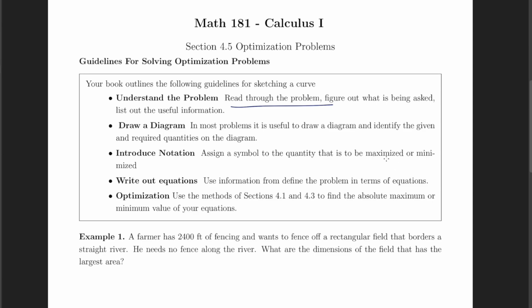Usually for optimization problems, you're going to try to maximize or minimize something. So we're looking here for absolute minimums or maximums for your equations, and we're going to be using what we've learned earlier in this chapter. You're going to introduce some notation, write out some equations based off of either the problem or what we know from outside that, and then we're going to solve for it. So let's just start diving in.